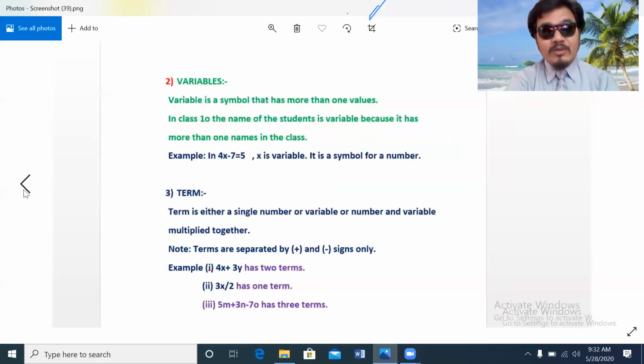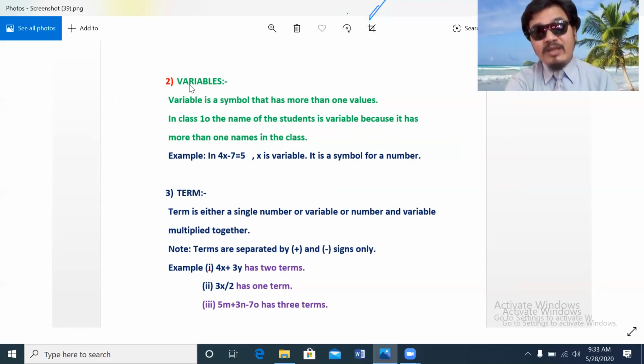After constant, what is the next word that comes frequently in algebra? That is variables. What is the meaning of variables? Let's read about it first. A variable is a symbol that has more than one value. One example is given: in class 10, the name of the student is a variable. Why is the name of the student a variable? Because in class 10 there are many names of students.